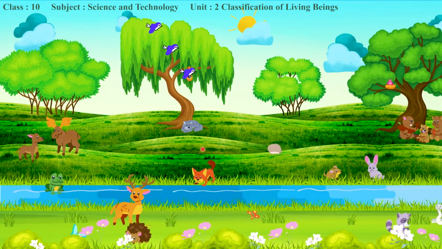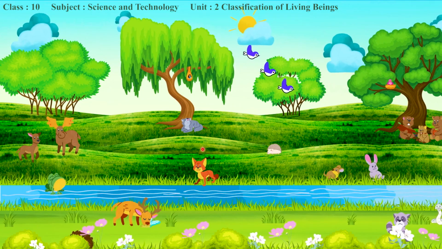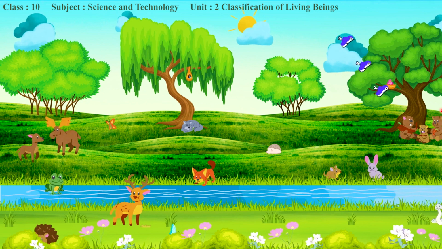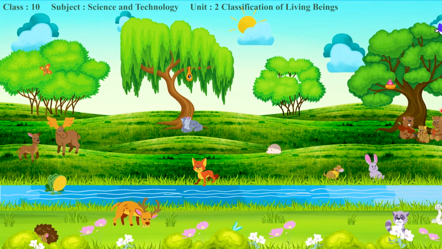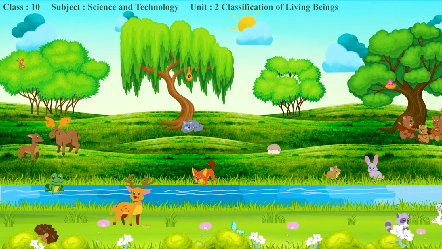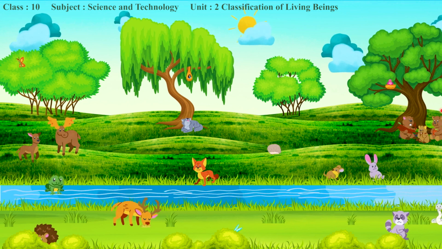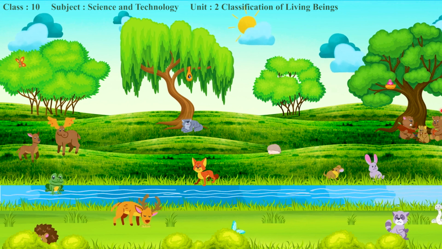Today in this class of Science and Technology, we will be starting a new chapter, Unit 2, Classification of Living Beings for Class 10. As we all know, there are so many living organisms around us, and many years ago scientists tried to study each and every organism individually. At that point of time it was quite feasible because only a small number of organisms were discovered.